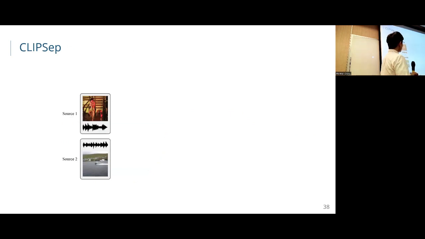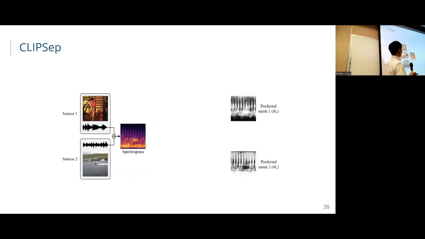Cool. So this is how we are going into the details. The model is called CLIPSep, and we are doing source separation here. So basically, we want to separate the sounds from a mixture of sounds. How we train this model is that we take two videos and sum their audio tracks up. And our goal is to separate the two sounds from the mixture. So this is how we train the model.